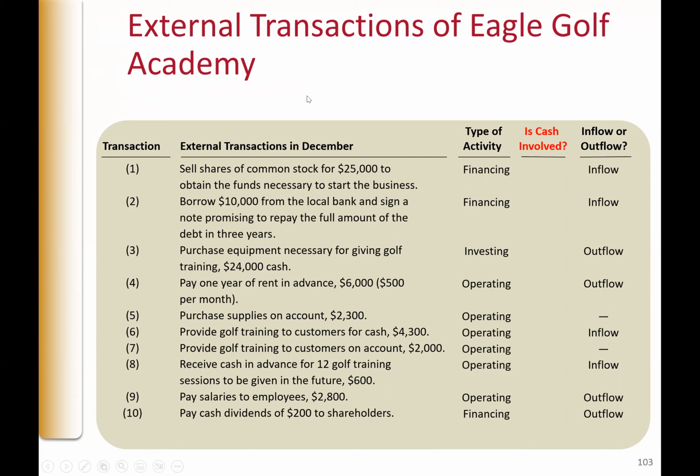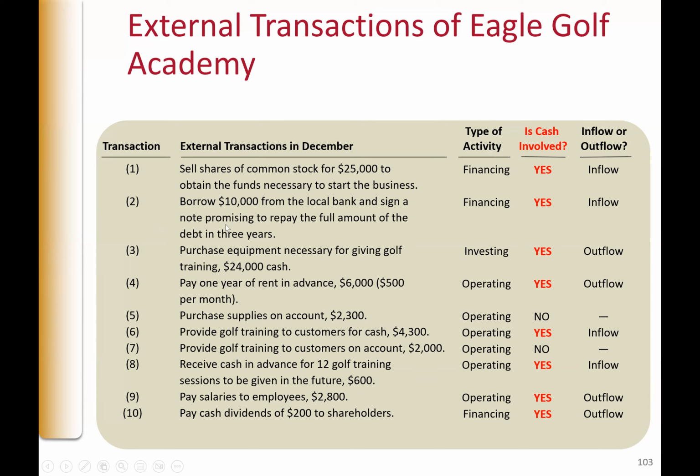So when we sell shares of common stock for $25,000, that's a financing activity, because financing is anything to do with issuing stock and taking out a loan or paying back a loan. Was cash involved in this? What do you guys think? Yes, it was. When we borrow $10,000 from a local bank, that's to do with borrowing money. It's a financing activity, and cash was involved.